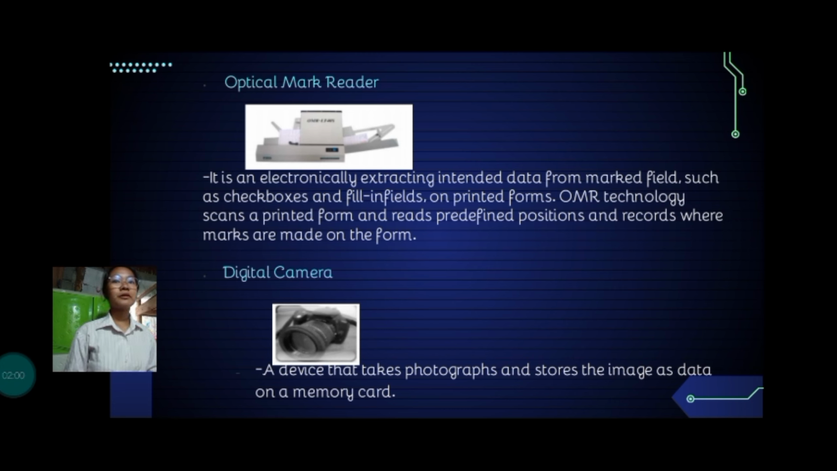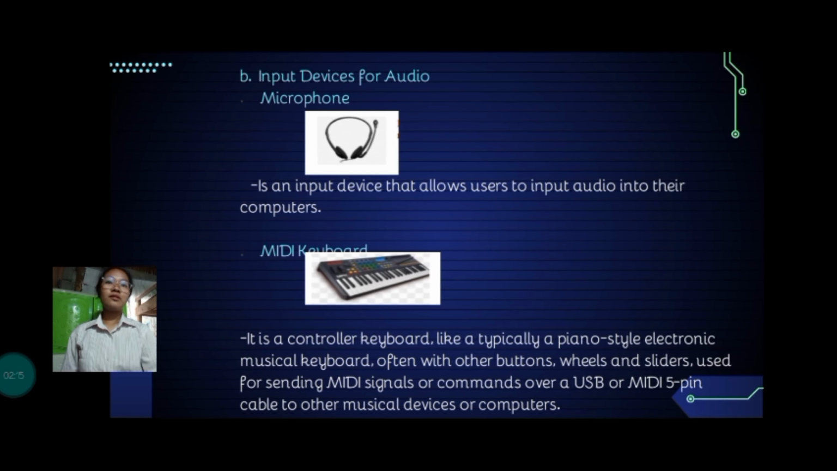Next, we have a digital camera. It is an input device that can capture images and store those images on a memory card. Now, let's define what are input devices for audio.